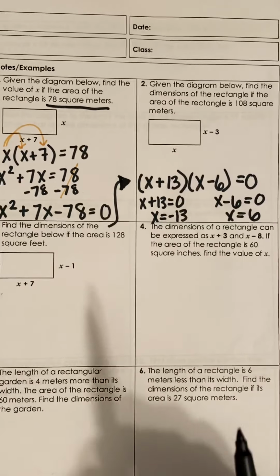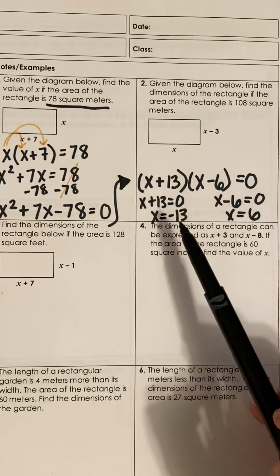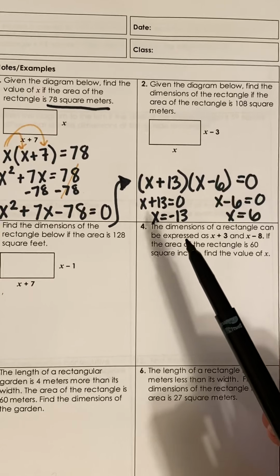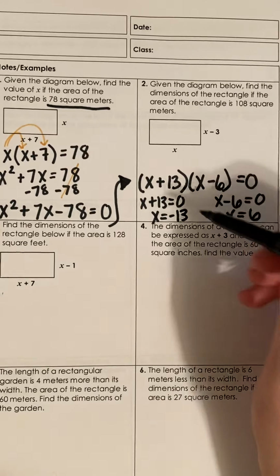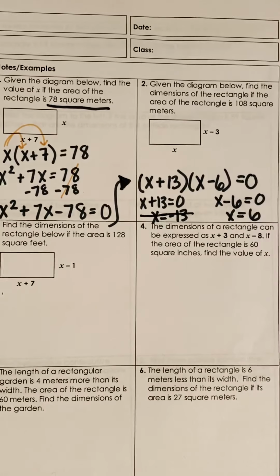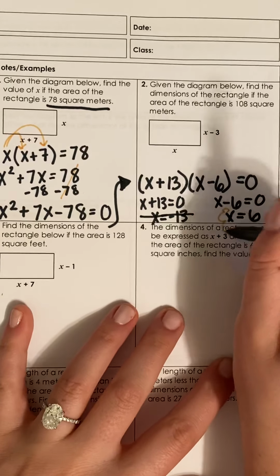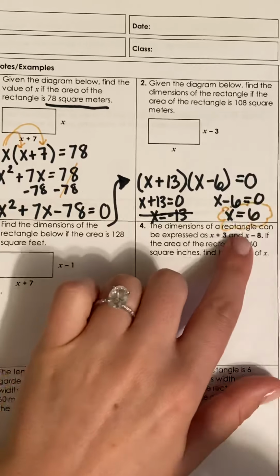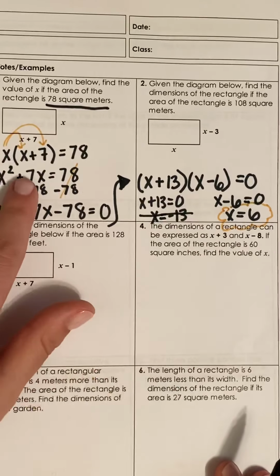Well, can you have a side length that is negative 13 meters? You can't. So what's going to be obscure about these answers is that one of them will work and one of them doesn't, sometimes based upon the answer you're given. So right now I know that this 6 is the only one that will work as a solution, and I could double check my answer.